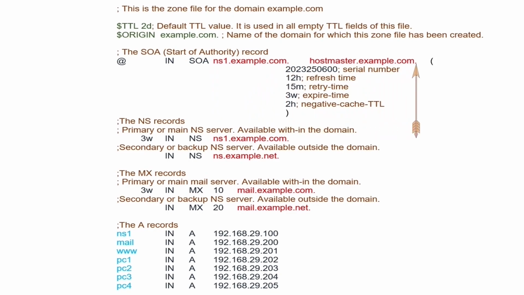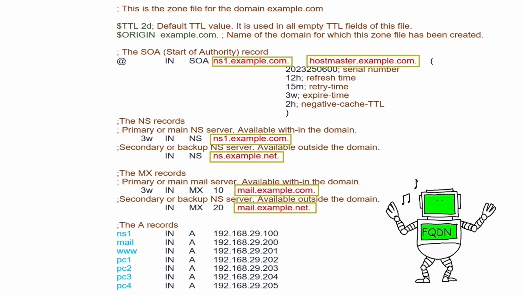If a name ends with a dot, it assumes the name is a fully qualified domain name and processes the name as it is. In this zone file, these names end with a dot. DNS will process these names as fully qualified domain names.